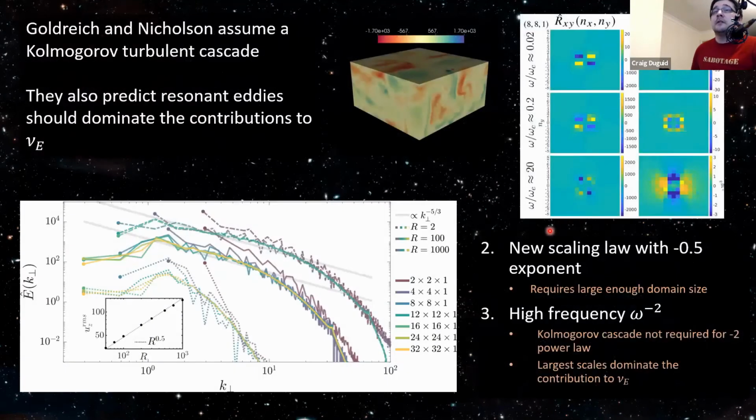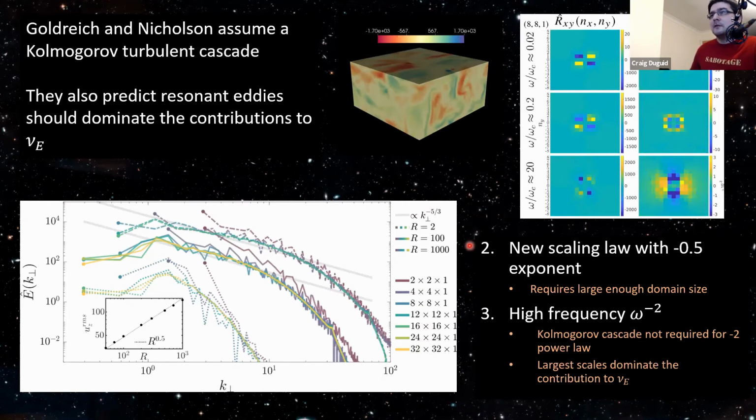So in looking into this, of course, we find agreement with Goldreich and Nicholson, but they also have assumptions in their model. So we wanted to test them. So we care about looking at the spatial structure. So one thing we were looking at was the classic wave number spectrum of the kinetic energy to see whether certain Rayleigh numbers were Kolmogorov-like or not, whether we had that Kolmogorov cascade or not, and also what scales contribute the most to the effective viscosity.